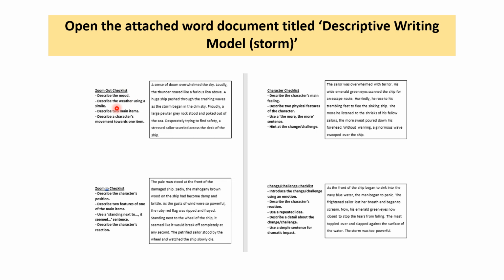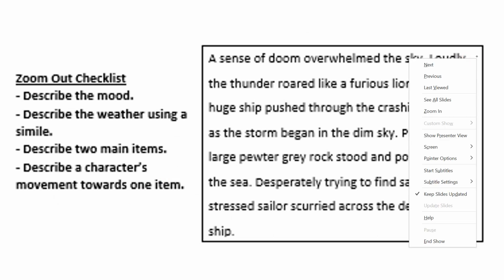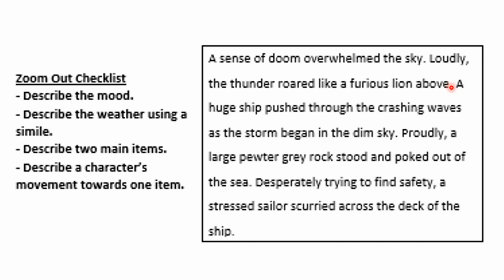Okay, let's do our first paragraph. So this is our zoom out checklist here. These are the things that we have to do in our zoom out paragraph. And this is what I have written. Let's read this together. A sense of doom overwhelmed the sky. Loudly, the thunder roared like a furious lion above. A huge ship pushed through the crashing waves as the storm began in the dim sky. Proudly, a large pewter grey rock stood and poked out of the sea. Desperately trying to find safety, a stressed sailor scurried across the deck of the ship.